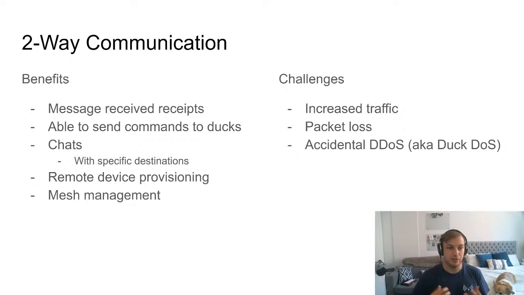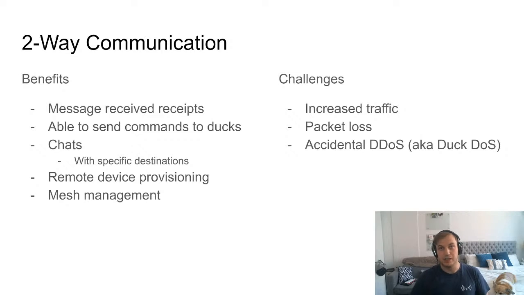With two-way, a duck can find out, hey, your message was received, and even get responses back. So in an emergency event, survivors would be able to know, hey, someone's coming. They'll be there in 30 minutes. Another thing you can do is send commands to ducks. Let's say you had a duck connected to a light, you could send it a message saying, hey, turn on that light from a remote location.